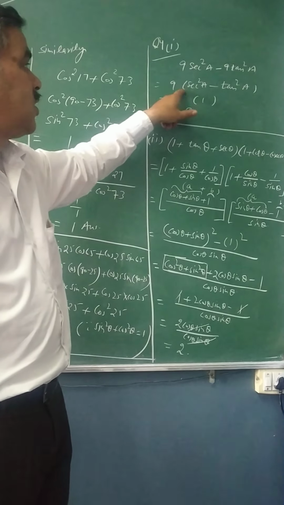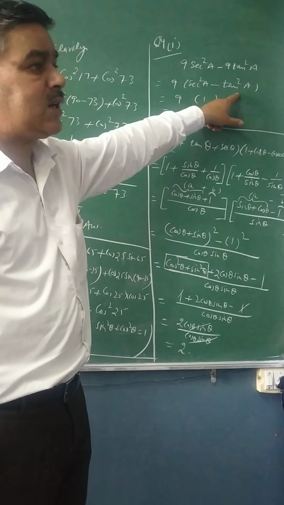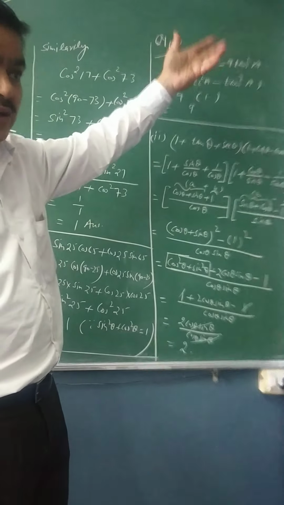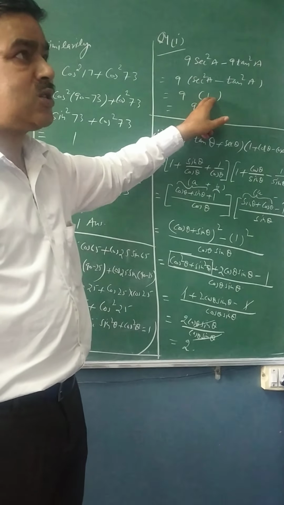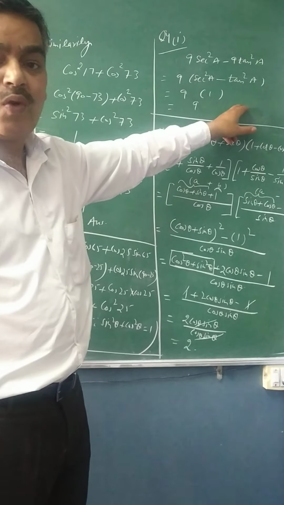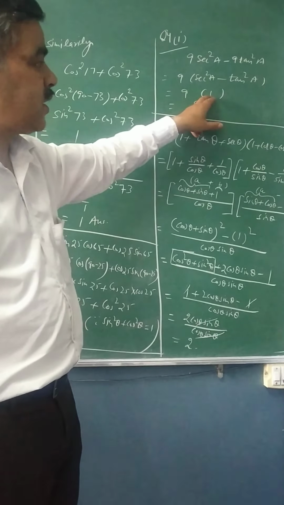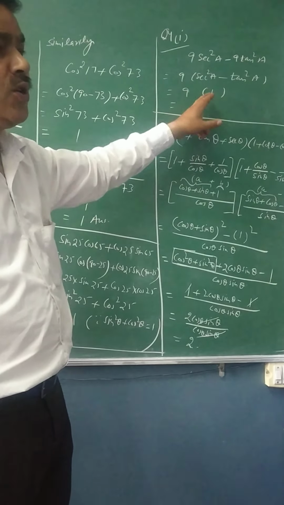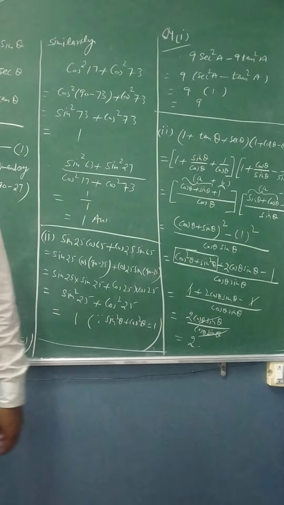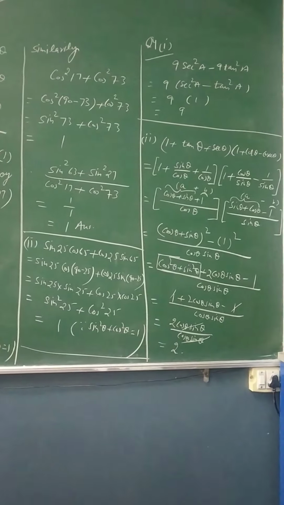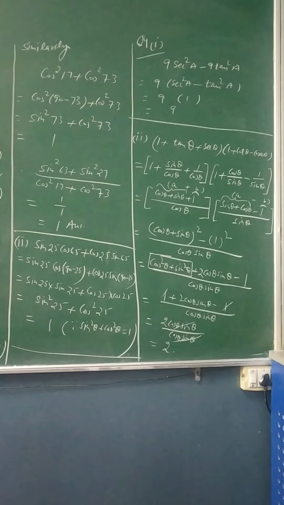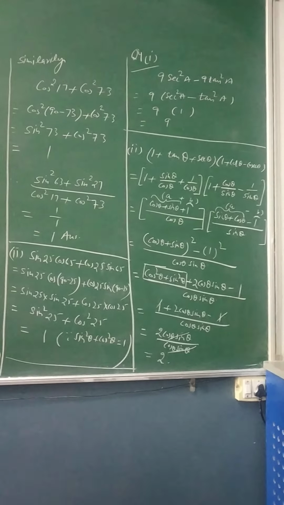So 9 into, I am getting, secant square A minus tangent square A. And I told you, when I discussed those 3 standard results with you, that secant square A minus tangent square A is equal to what? 1. So then it can be directly replaced by 1, and 9 into 1 is equal to 9. So 9 is the correct option for the answer. That is, the B part is the correct option. So in that way you have to do.